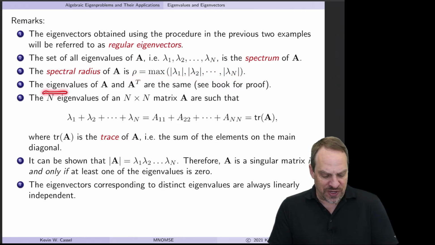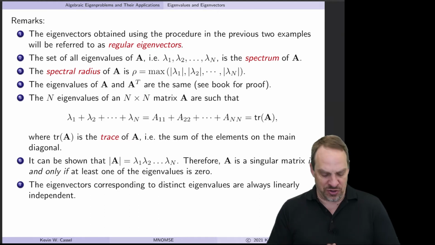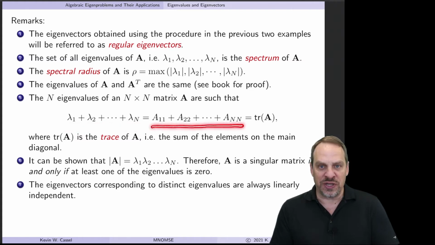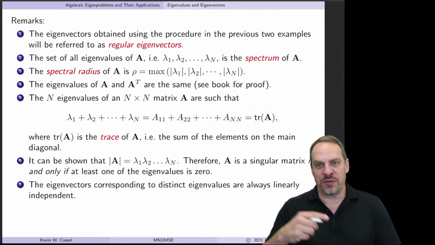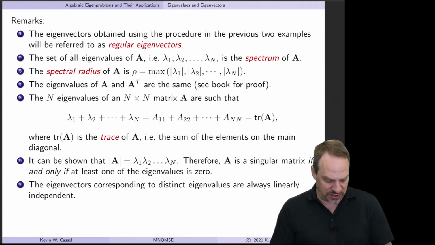It's also true that the eigenvalues of A and A transpose are the same. You can prove that; there's a proof in the book. And this next result is not terribly profound, but it provides a nice check on your eigenvalues. It turns out that the sum of the eigenvalues is the same as the sum of the diagonal elements of the original matrix. We call that the trace of A. So it's a very easy thing to check. Just add up the trace elements of A, so the diagonal elements of A, add up your eigenvalues, and they should match. And that gives you a little bit of confidence that you got the right eigenvalues.